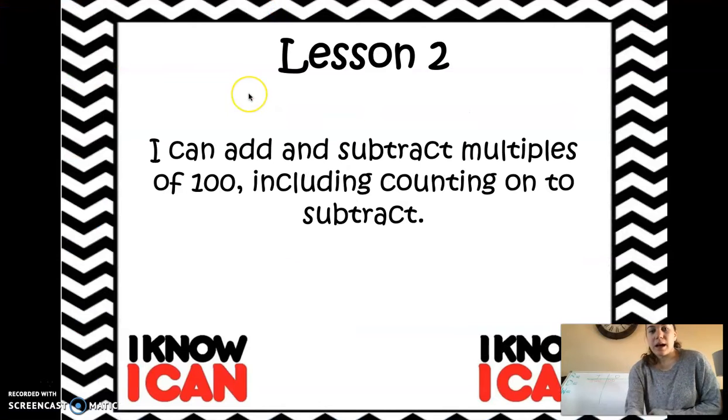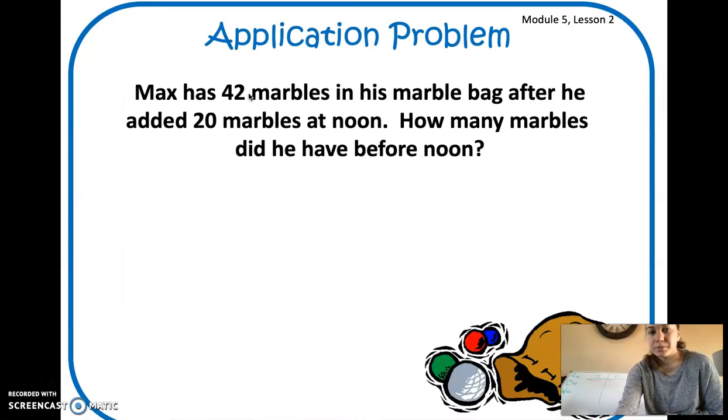So, we are on lesson 2, and our I can statement for today is I can add and subtract multiples of 100, including counting on to subtract. So today we're going to do some subtraction and addition, and we're going to be using our place value charts as well as some other ways to solve. We're going to start with our application problem for today.